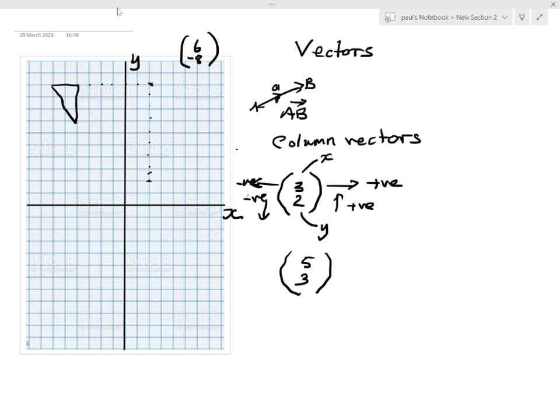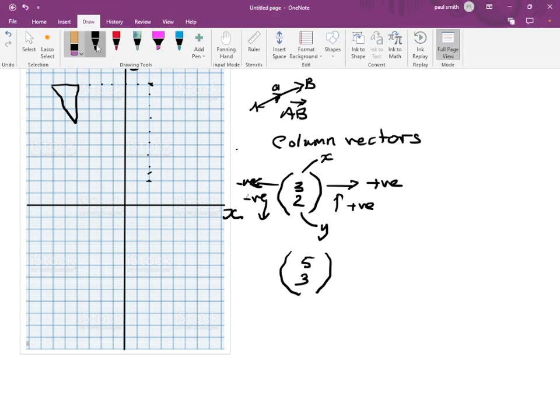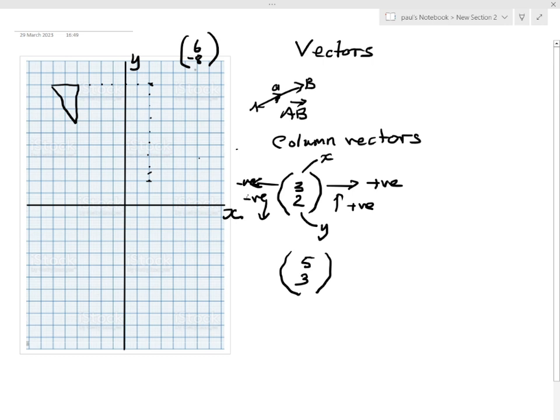Right. So we've gone along 6 and down 8, and that's where we end up, there. So that will be the top corner, and then you can just copy this shape from where you started. It's 3 down, 2, 3, and the triangle A has been moved by the column vector (6, -8), and it ends up at B.